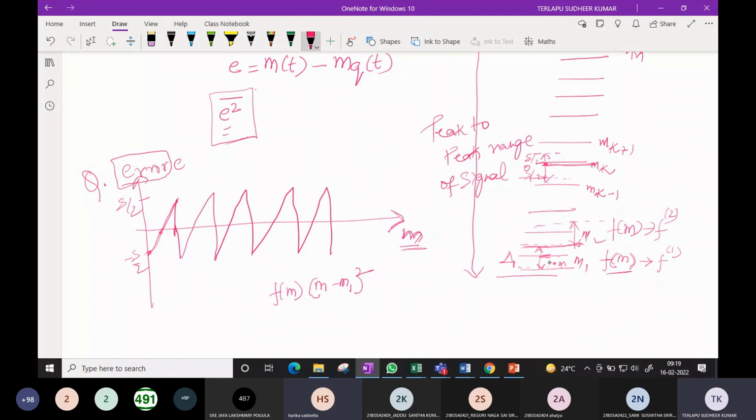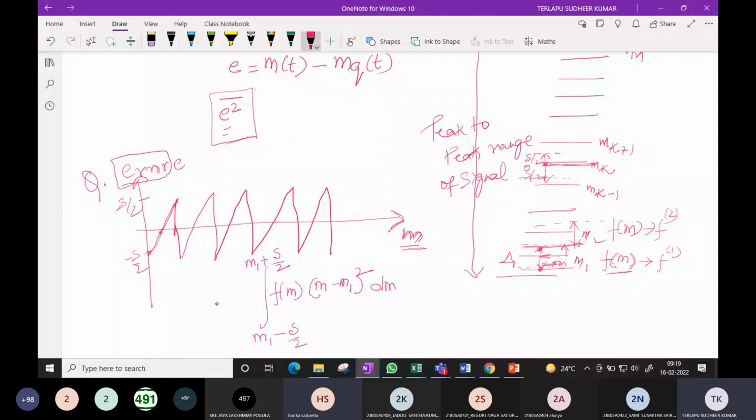So this infinitesimal width, if I consider it as dm, then I can integrate from this point to this point to calculate my mean square error with respect to dm. So this value would be m1 minus s by 2, and this value would be m1 plus s by 2. I can simply write m1 minus s by 2 to m1 plus s by 2.